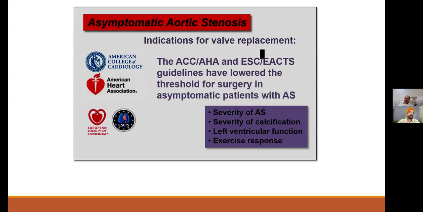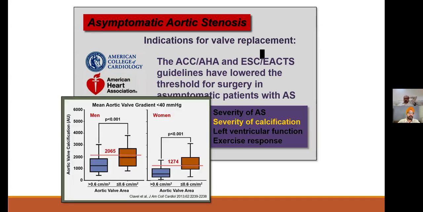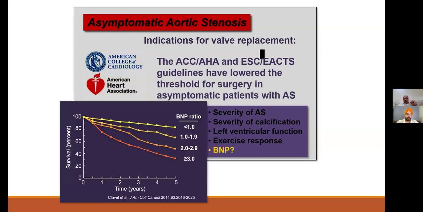Now, these are the indications for valve replacement which we have discussed: severity of AS, severity of calcification, left ventricular function, and exercise response. Severity of calcification is by calculation with CT scan. The cutoff for women is 1274, and the cutoff for men is more than 2065. Only for calcification. Like you do a calcium scoring for coronaries, you do a calcium scoring for the aortic valve. If your calcium score for the aortic valve for men is more than 2065, or for women more than 1274, it is a criterion of severity and need for intervention in aortic stenosis.